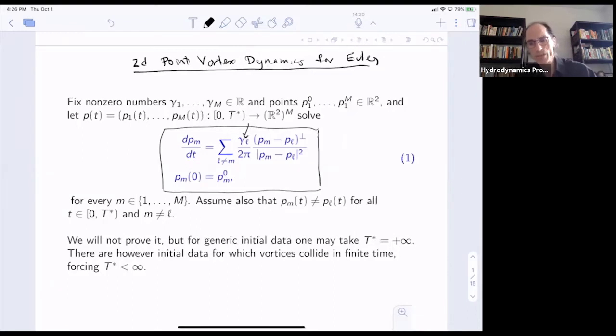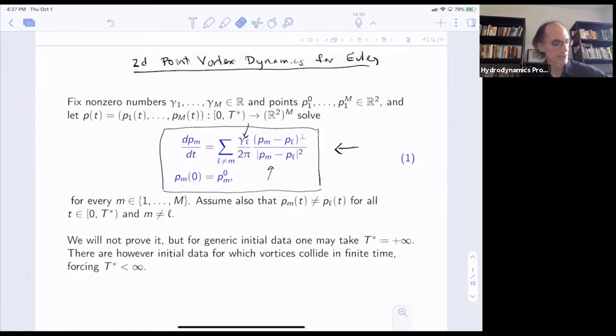And for this point vortex ODE, one thing that can happen is that two points collide in finite time. When that happens, the dynamics is no longer smooth. It's kind of a blow up. If P_m minus P_l goes to 0, then this denominator behaves very badly, and I don't know what happens. So that can happen.